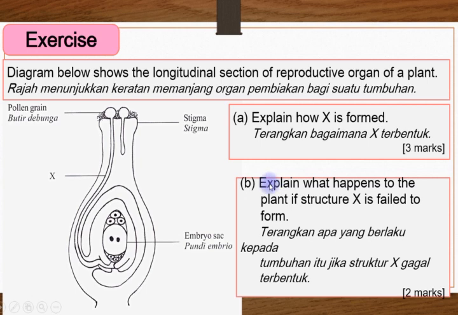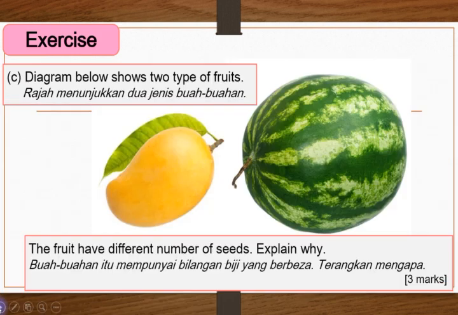Okay, B. Explain what happens to the plant if structure X fails to form. Terangkan apa yang berlaku kepada tumbuhan itu sekiranya struktur X gagal terbentuk. Alright, so what happens if the pollen tube is not formed? Okay, 2 marks. Just now, 3 marks. Okay. Last question. C.